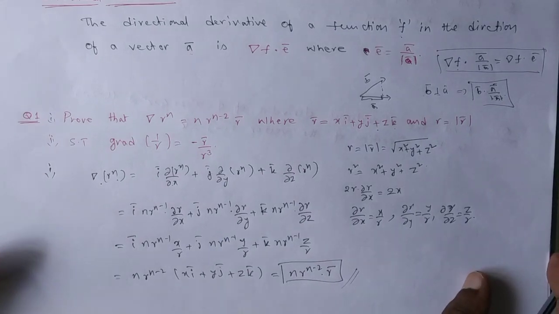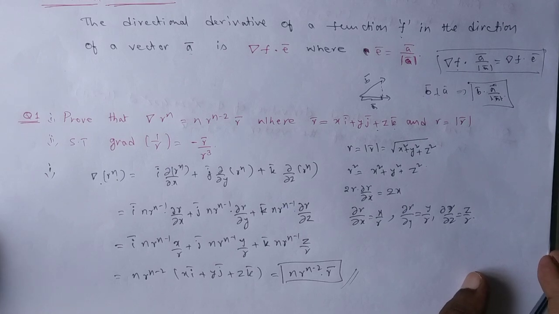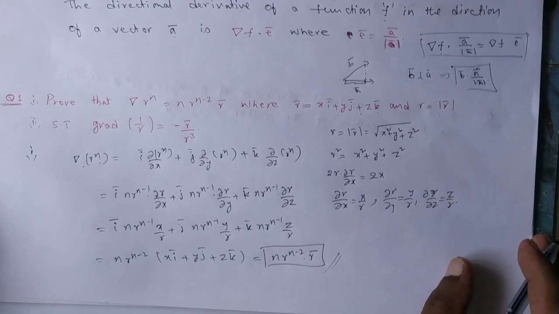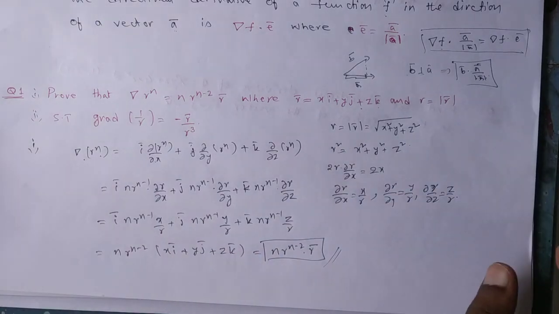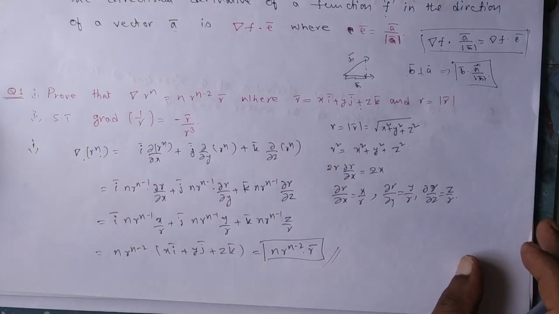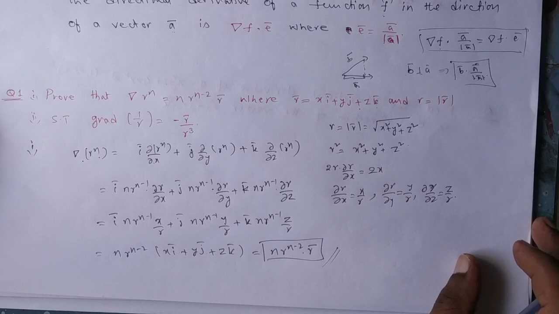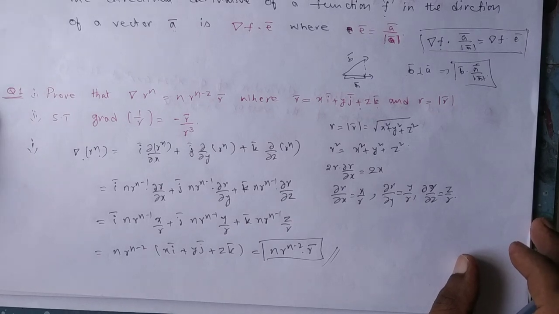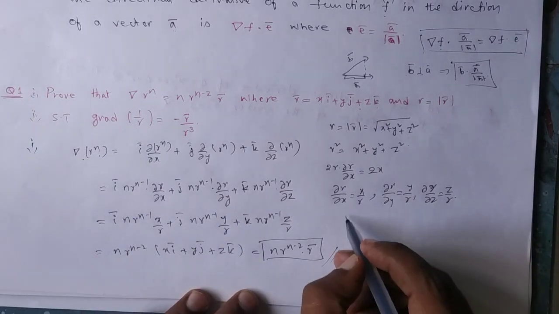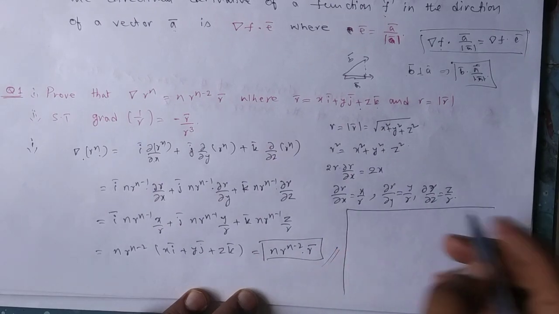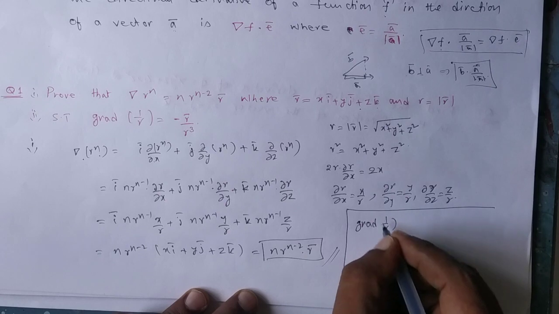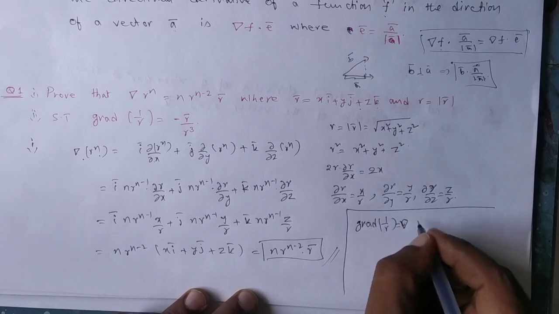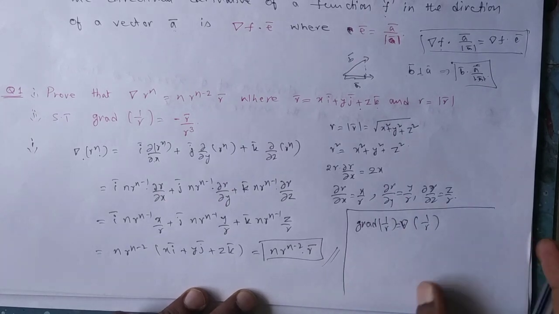Similarly, we can prove that gradient of 1 by r equals minus r bar by r cube easily. The only logic is that the differentiation of 1 by r is minus 1 by r square into dou r by dou x. Like that we can solve it easily. I am just writing the problem directly here. So gradient of 1 by r equals del of 1 by r.